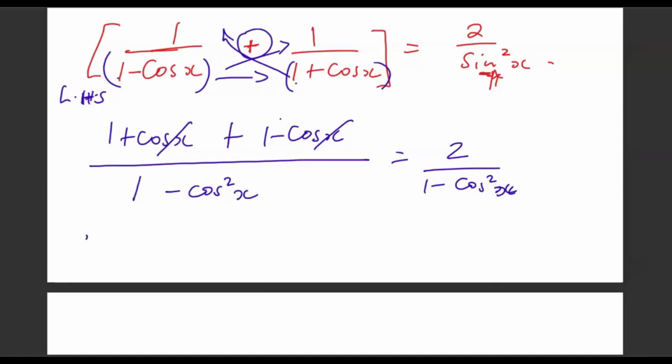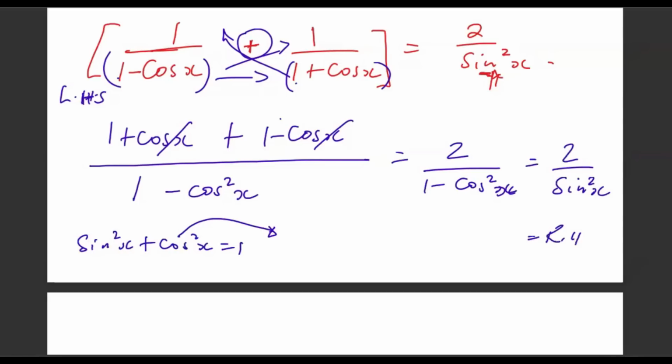From that identity of sine squared x plus cos squared x equals 1, if you move this one to this side, we're going to be left with just the sine, meaning that this is the same as 2 over sine squared x, which is equal to the right-hand side. Perfect. So that is how this proof would have been killed. 3.7, general solution.